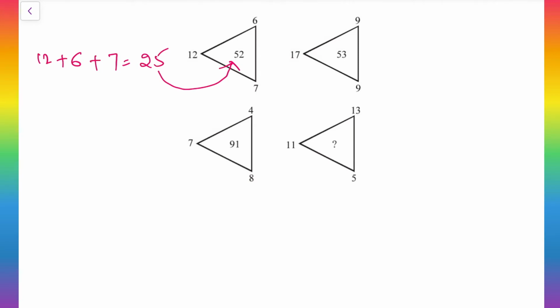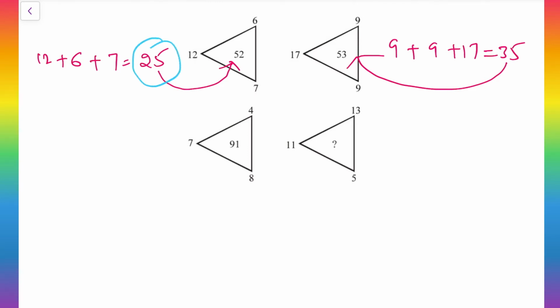Okay, let me check whether the same logic is applicable for the second one or not. Adding outside numbers, 9 plus 9 plus 17. 9 plus 9 is 18. 18 plus 17 is 35. Then 35 and 53, is there any logic again? No, obviously. Now check the answers and the middle numbers clearly, we will get one logic. Here we have 25 and the middle number is 52, reversing the digits. Here the answer is 35, the reverse is 53, reversing the digits.